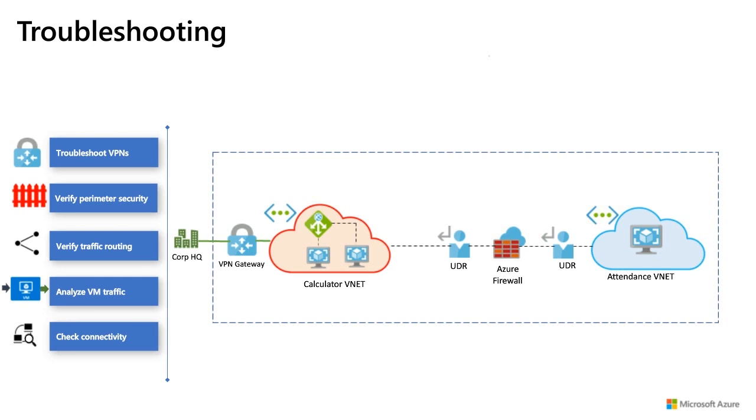For security purposes, the connection between the calculator VNet and the attendance VNet is peered through a firewall. As you can see on the screen, there are 2 UDRs labeled. These are routing the traffic to an Azure firewall. HR personnel access this application to the corporate HQ, which you can see on my left. So now, let me show you on my screen how this would look in Network Watcher.